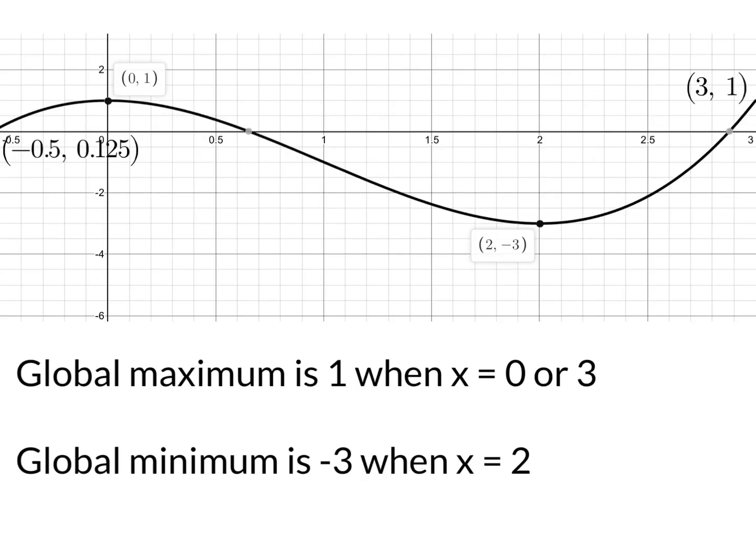So now that we draw the graph with the restricted domain, so we only go from minus 0.5 to 3, you can see that the global maximum that we get to is a highest value of 1. And that occurs at either 0 or 3. It doesn't really matter. We just know that we get as high as 1. The lowest or the minimum value that we get is minus 3, and that is at x equals 2.